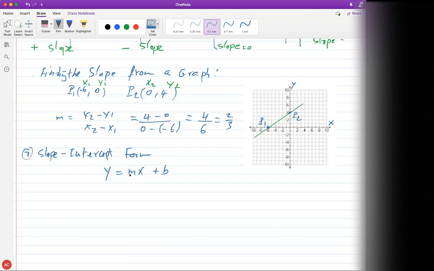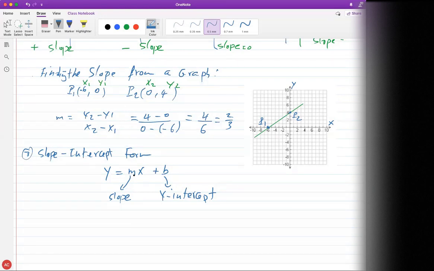So this is the slope, and it says slope-intercept, and this number here is called the y-intercept. We're going to explain why it's called so. The y = mx + b form is called slope-intercept form because it clearly shows the slope and also shows the y-intercept.